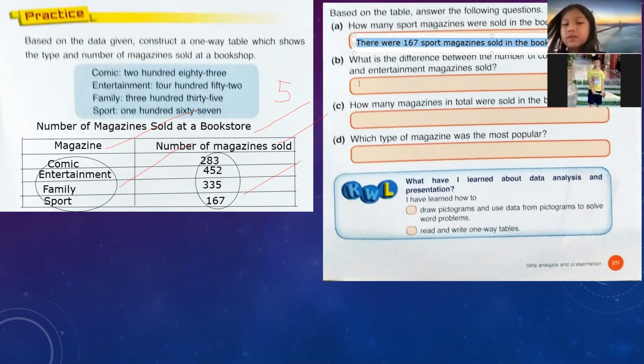Okay, next, letter B. What is the difference between the number of comic magazines and entertainment magazines sold? So look at comic magazines and entertainment. I'm going to draw a rectangle so you can see this. Can you see what I am enclosing right now using a rectangle? So what is 452 minus 283? I need a scratch paper here below. Wait, I'm going to write on scratch paper. 452 first.